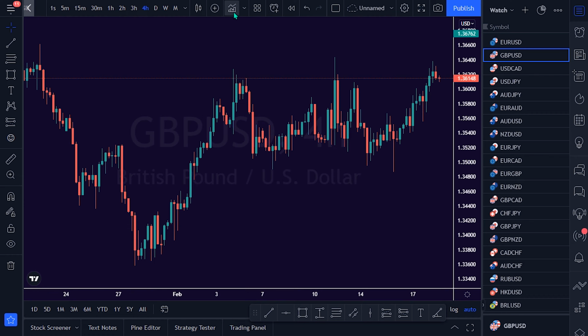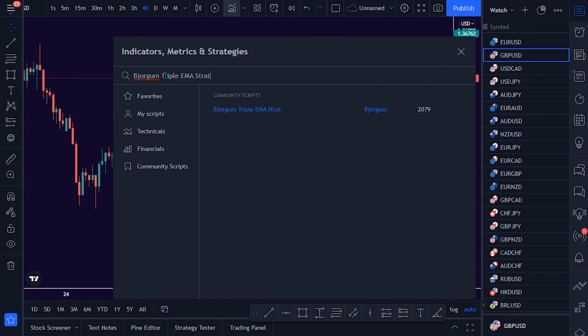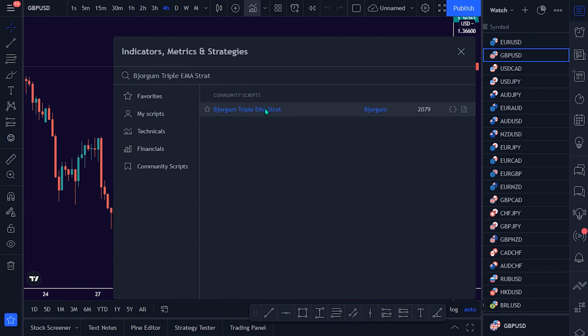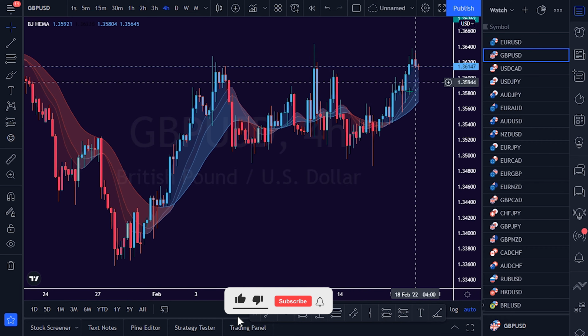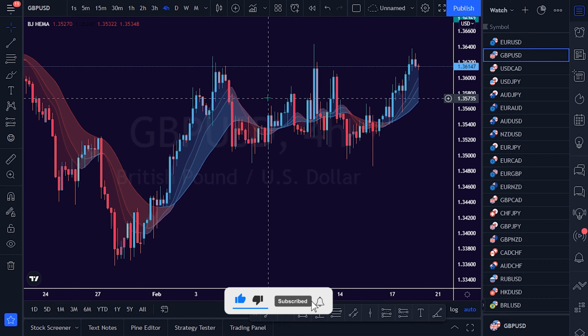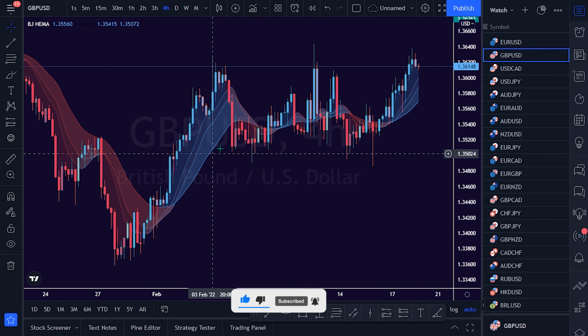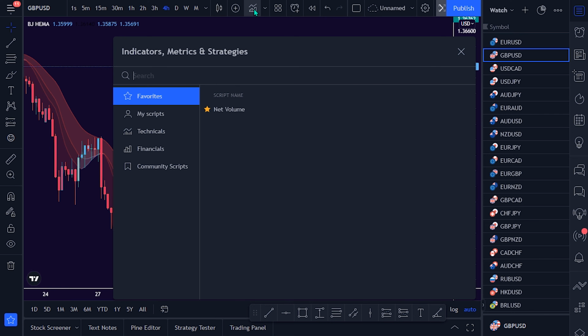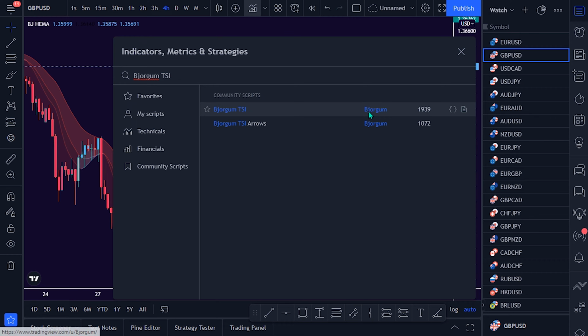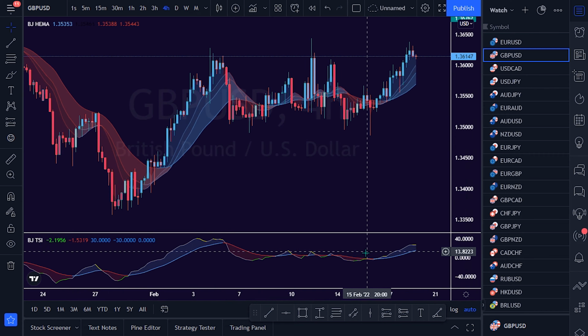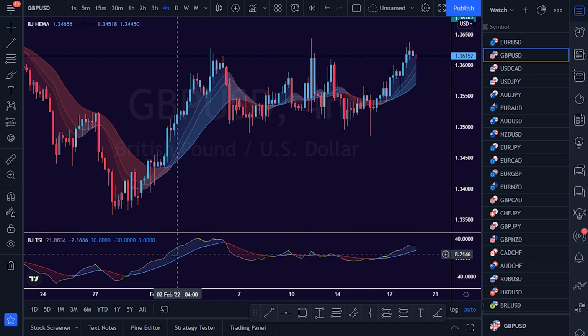To apply these indicators on the chart, type the keyword Bjorgum triple EMA Strat and select the Bjorgum triple EMA Strat by Bjorgum. As we can see, this trading indicator is an overlay trading indicator appearing on the price chart. Let's apply the second indicator to the trading chart. Type the keyword Bjorgum TSI and select the Bjorgum TSI by Bjorgum. Here's the trading indicator at the bottom of our trading chart.